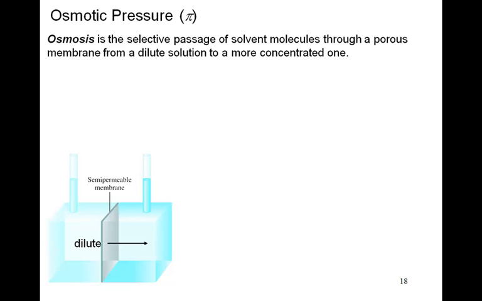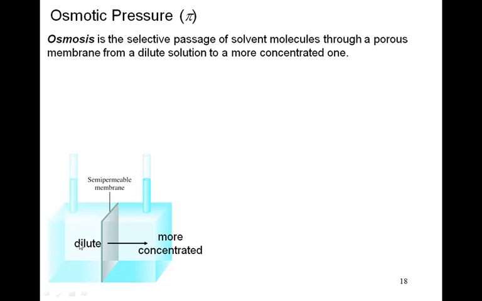On the right hand side, we have a solution which is more concentrated. So on the left hand side, we either have pure solvent or a dilute solution, and on the right hand side we have a solution which is more concentrated. Most likely the solutions are made up of the same solute. So as we look at this container and this drawing, we see this arrow.